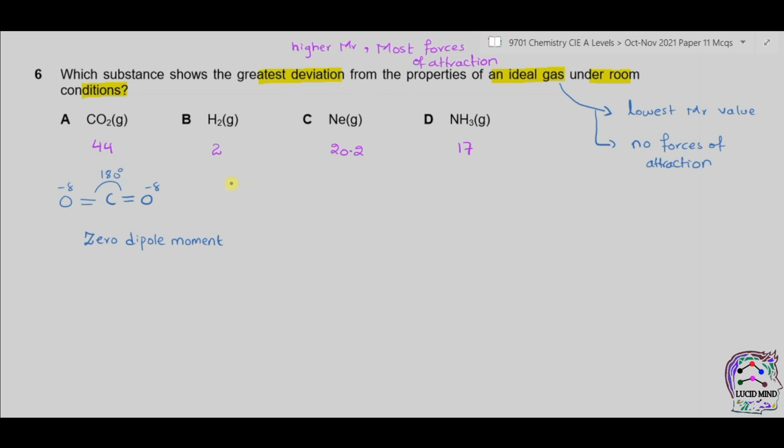Second one is the hydrogen molecule. We have no partial charges, as both atoms are the same, so again we have 0 dipole. Neon is a noble gas and it consists only of neon atoms, so it is nearest to the ideal gas situation. Again no dipole is present, so we have 0 dipole.